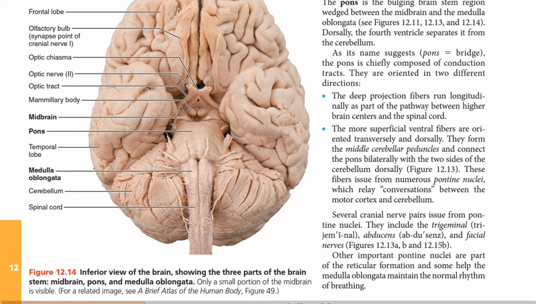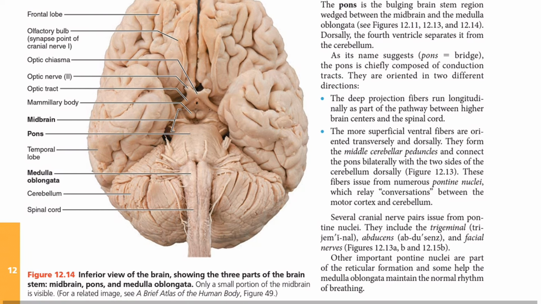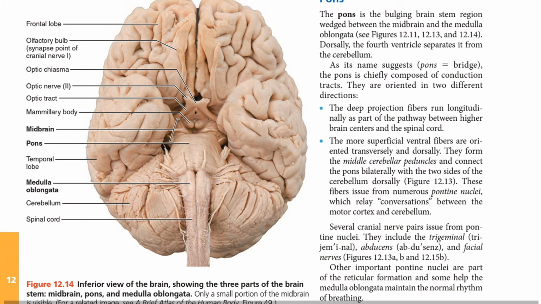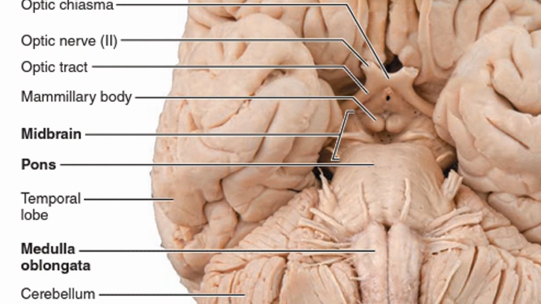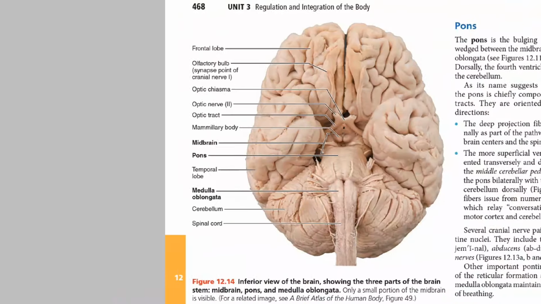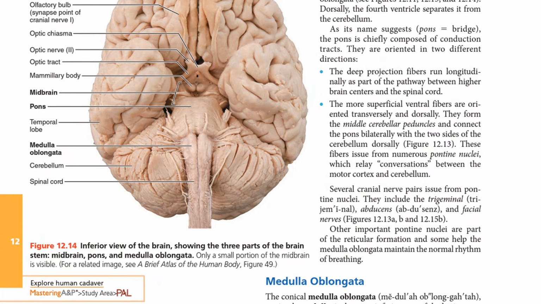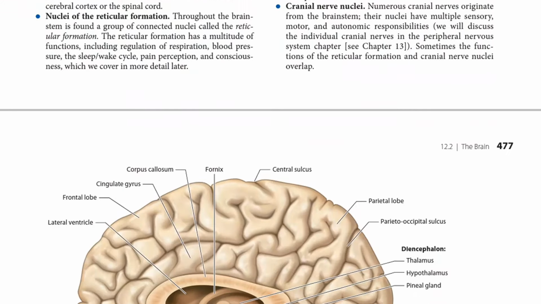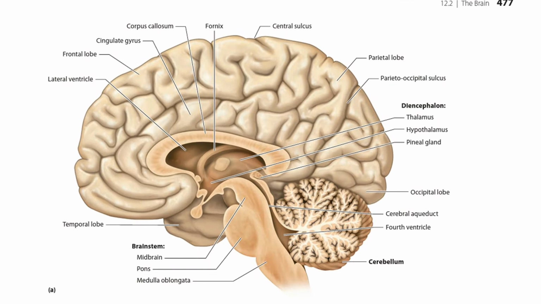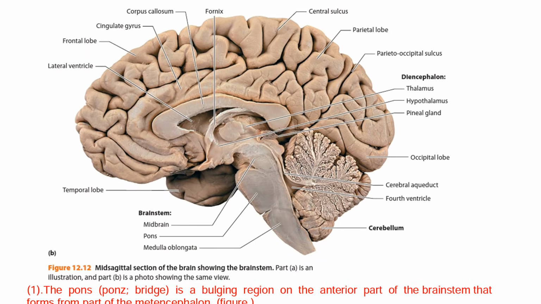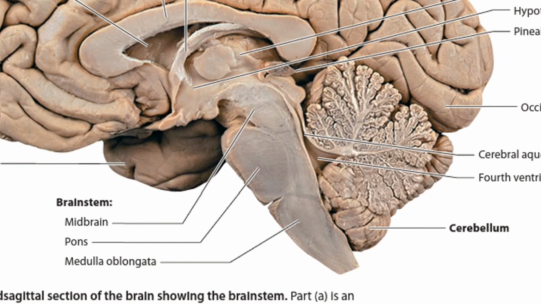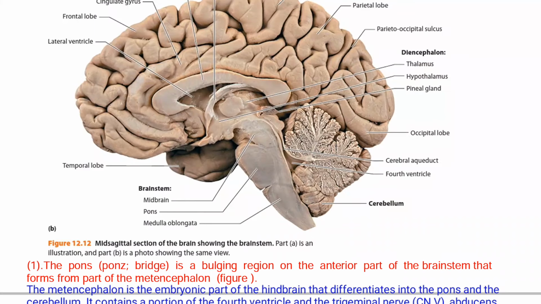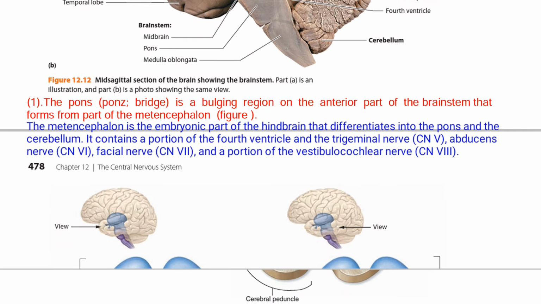This is the inferior view of the brain, showing the three parts of the brainstem: midbrain, pons, and medulla oblongata. So you see where exactly the pons is present. Brainstem, midbrain, pons, medulla oblongata. So now we are starting our discussion, starting with the first point.